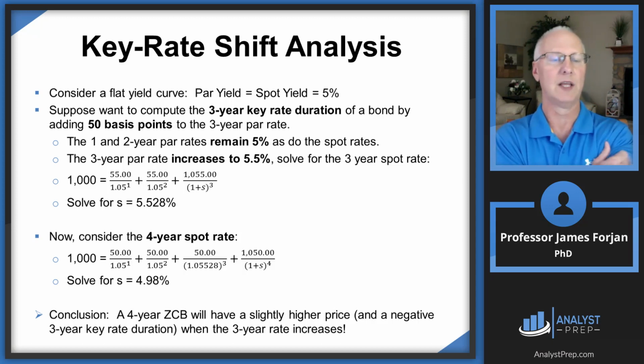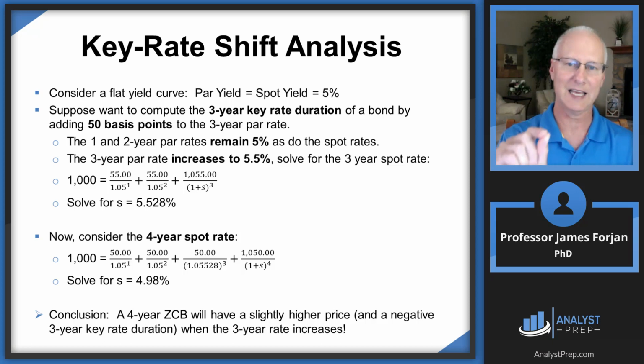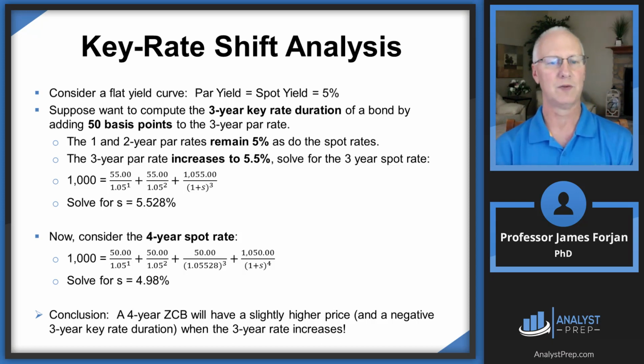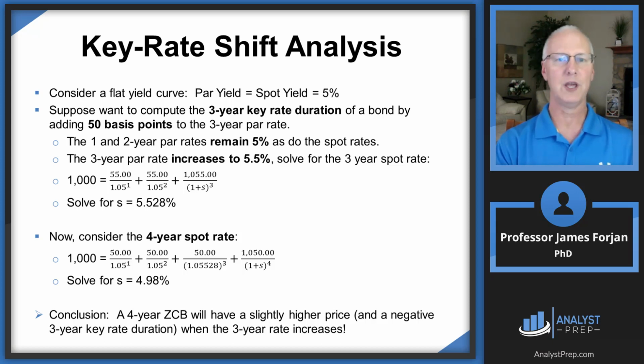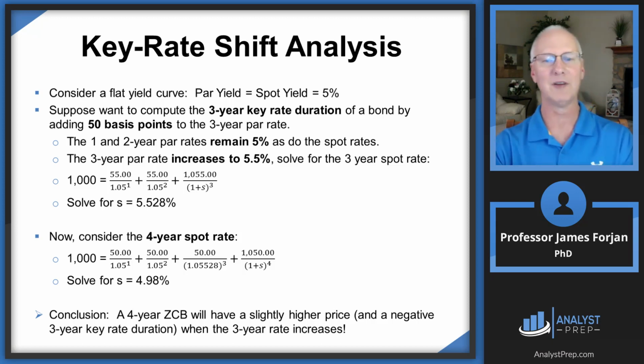But now we're discounting that year 3 because we've changed that key rate, right? That has to go up to 5.528. We're raising that to the third power. And then in the 4th year, we get the $50, the last coupon, and the $1,000. Solve for the 4-year spot rate. And if you do the math, notice what result you get. You get 4.98%.